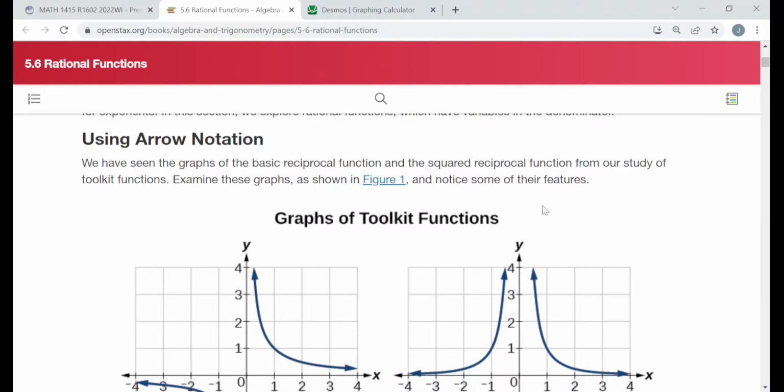Each example I'm going to be doing for this video is taken directly from a free online textbook at openstax.org. I'm in their Algebra and Trigonometry text, section 5.6, called Rational Functions, under the heading Using Arrow Notation. Each example is going to be either an example directly from the reading, one of the try it problems from the reading, or one of the exercises at the end of the section that's related to this particular objective.